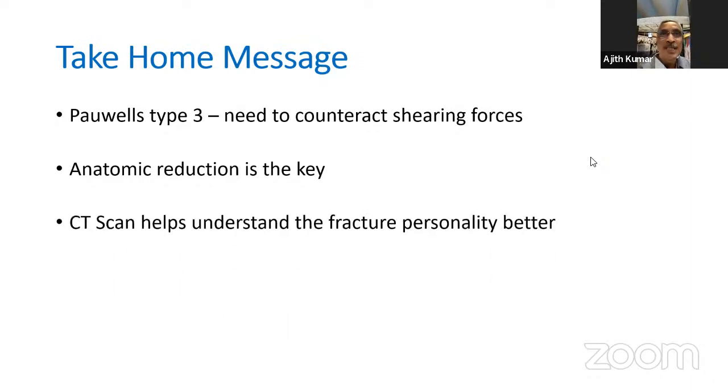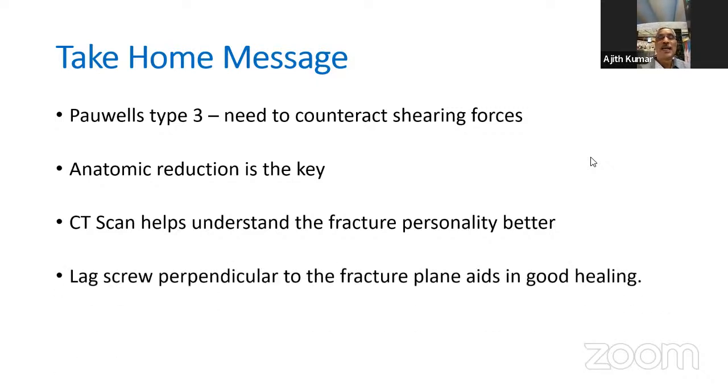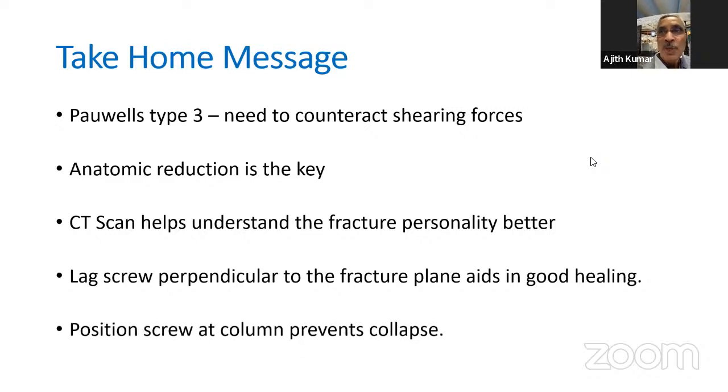Next slide. So obviously, this is a CT-based study and technique, and it is very useful to have a CT in these fractures because in plain X-rays, most often the comminution is missed, and in fact, sometimes even the verticality of the fracture may not be appreciated so much. Next slide. So, a lag screw perpendicular to the fracture plane, by counteracting shearing forces, helps in healing of the fracture better than what would be with your cannulated screw systems. Thank you very much for your attention.